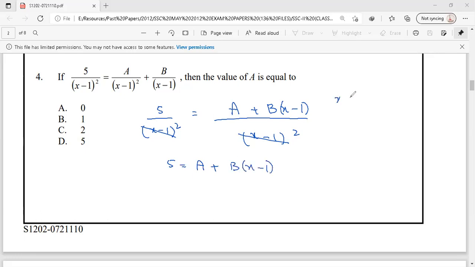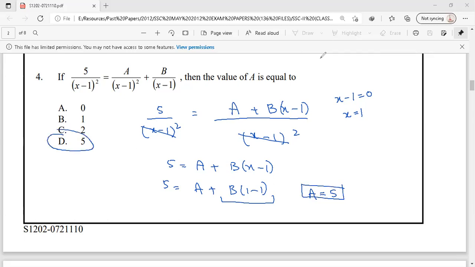So let's put x minus 1 equal to 0 so that the constant b will become 0 to find the value of a. So x will be equal to 1. So for x equals 1, a plus b into 1 minus 1, so this factor will become 0. So a will be equal to 5. So the correct answer for question number 4 is option D.